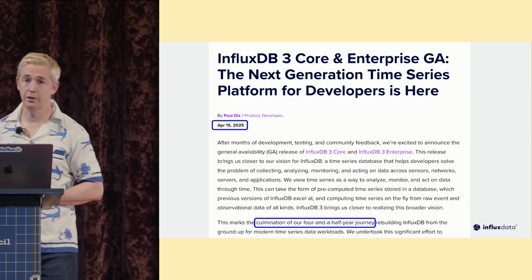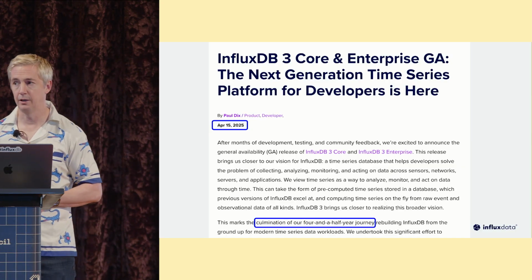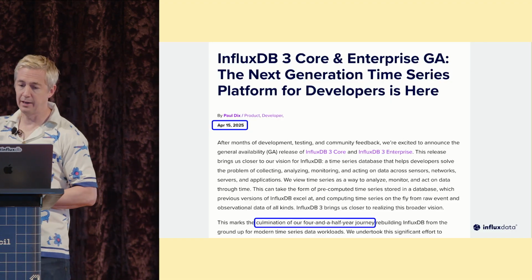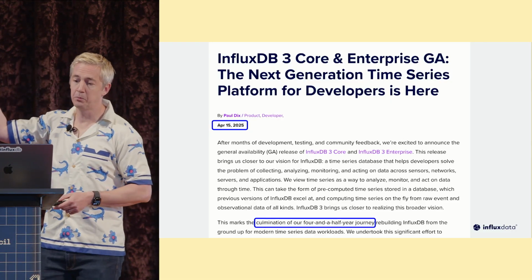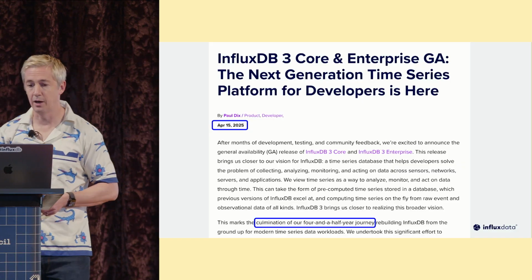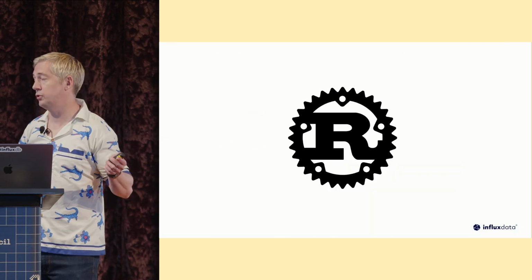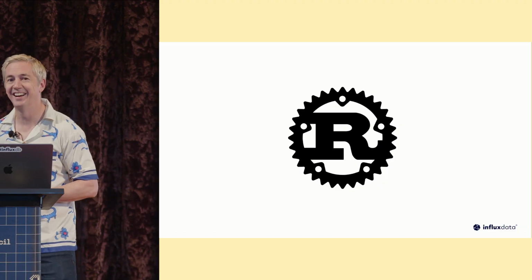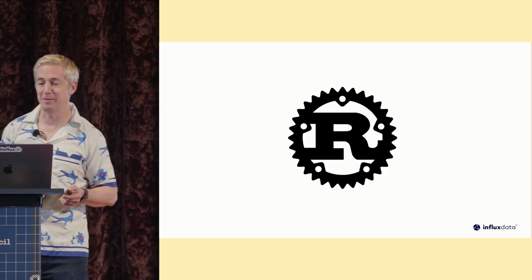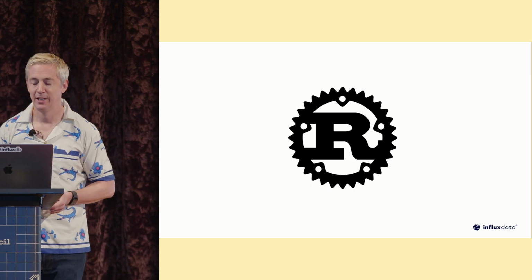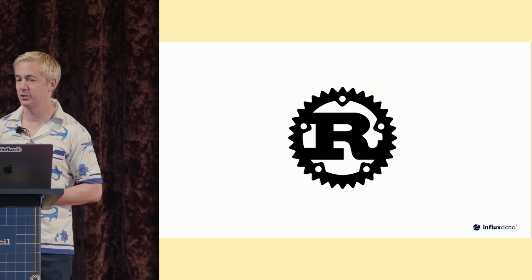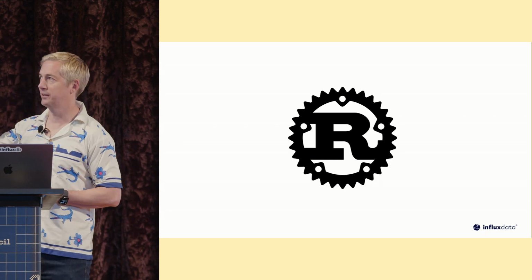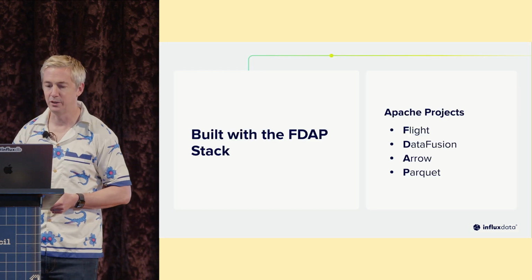So we released the open source build of this last week, last Tuesday, April 15th. And as I mentioned in this blog post, it's the culmination of a 4.5-year journey. And in that journey, we decided to rewrite the Go database in Rust, which has been fun and painful at the same time. I love Rust as a language, but rewriting your entire project is not something I would recommend people do, but I will at least try to explain why we did this.